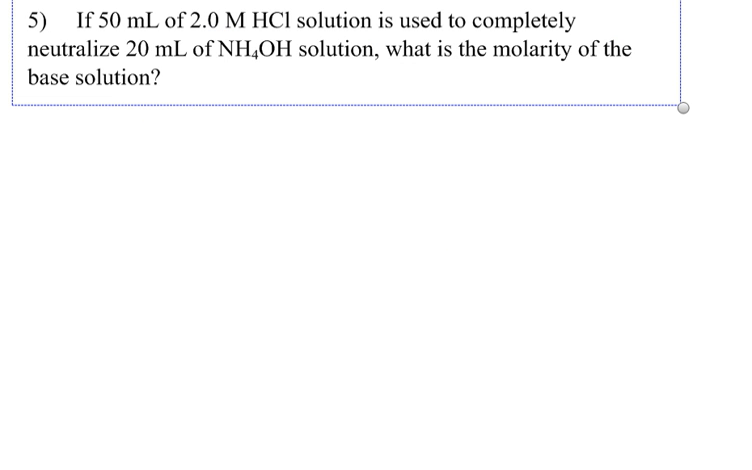Question number 5. We have HCl as our acid, NH4OH, ammonium hydroxide, as our base. That's a 1-to-1. It's 1 hydrogen, 1 hydroxide, so we do not have to worry about our N's. So molarity of the acid times the volume of the acid is equal to the molarity of the base times the volume of the base.